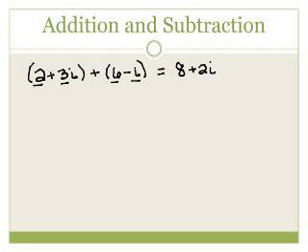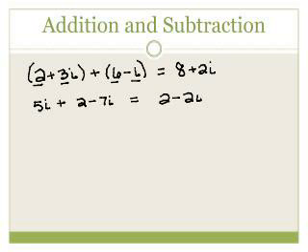You could add a pure imaginary, so let's say like 5i plus 2 minus 7i, and that would give us 2 minus 2i. Let's try the difference. Let's say that we have 3i, so there's a pure imaginary number, and we want to subtract from it the complex number 2 plus 2i.